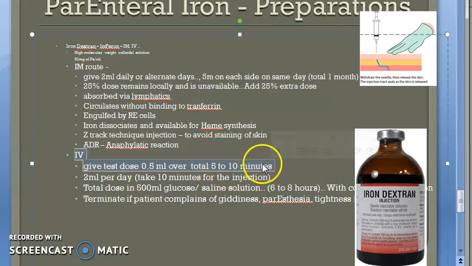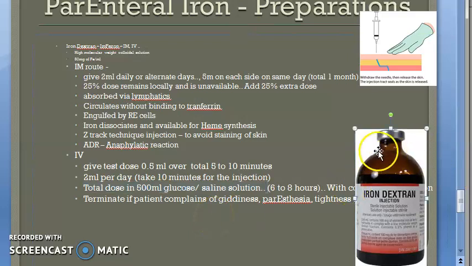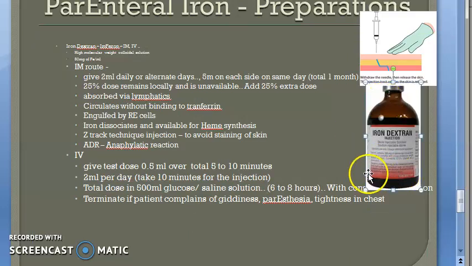You will never give this injection in one shot. It is a slow process. You will give the test dose and then you can give 2 ml per day, just like the IM route. For every injection you will take 10 minutes. So slowly you will give it through the line. Or you can mix the total dose in a 500 ml glucose saline solution and give it over 6 to 8 hours, and you have to constantly observe the patient. If the patient has any giddiness, paresthesia, or tightness of chest, you should not give it. What did you understand by all this?